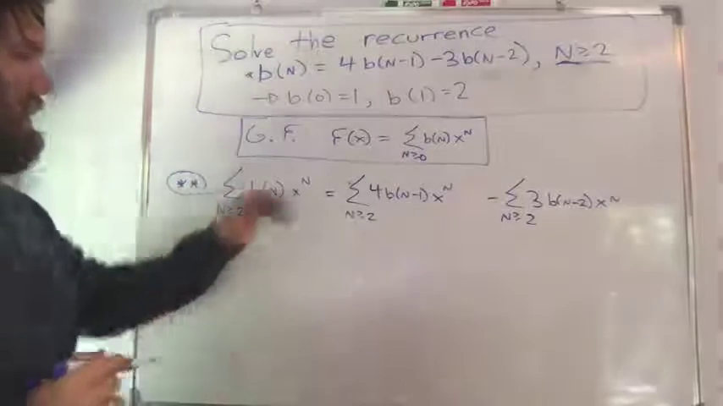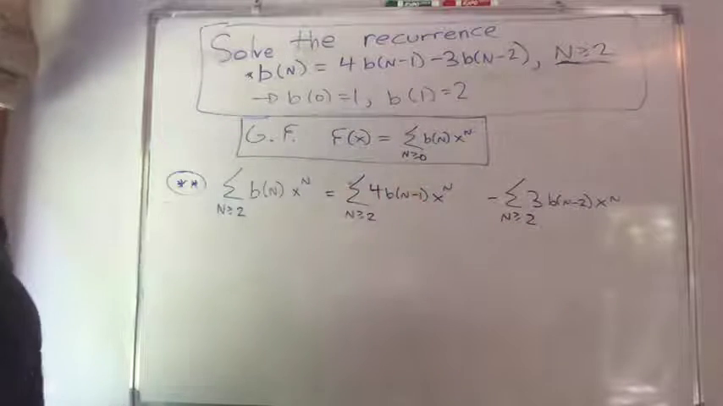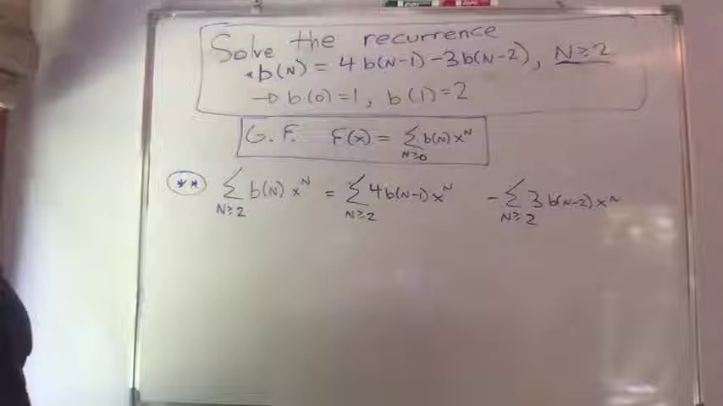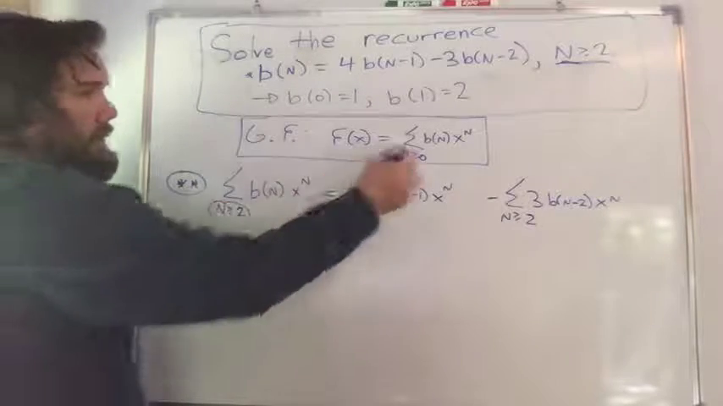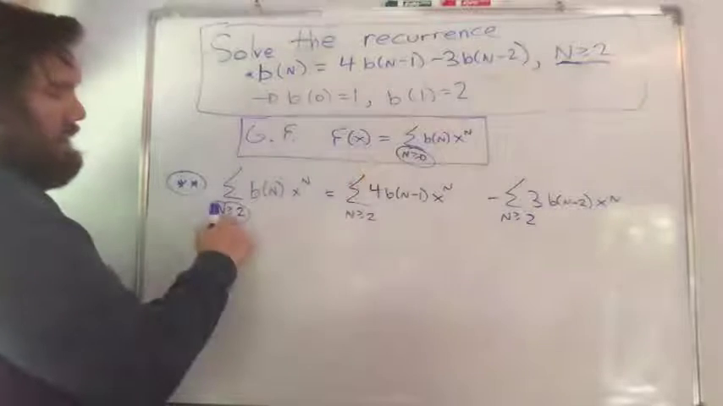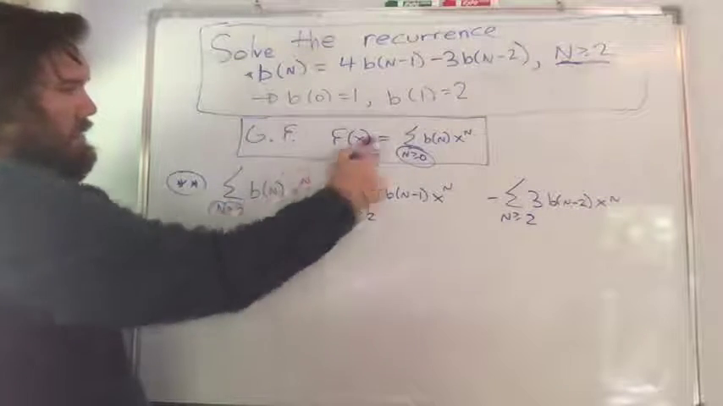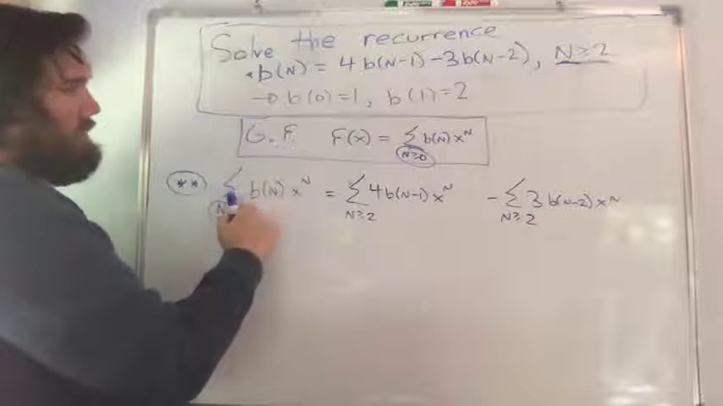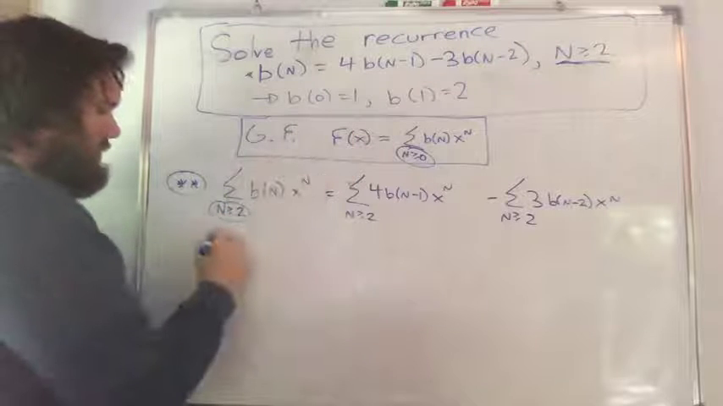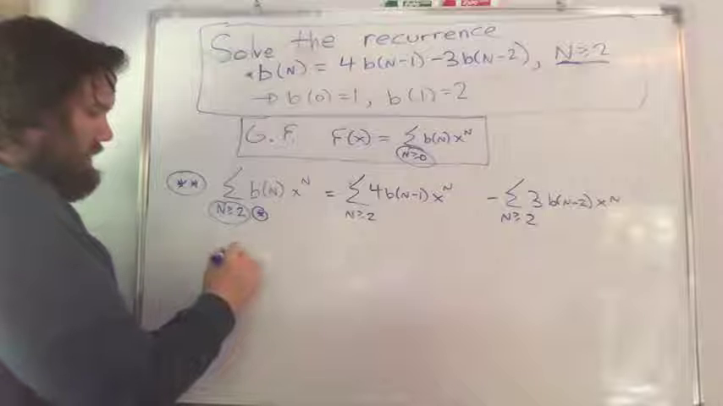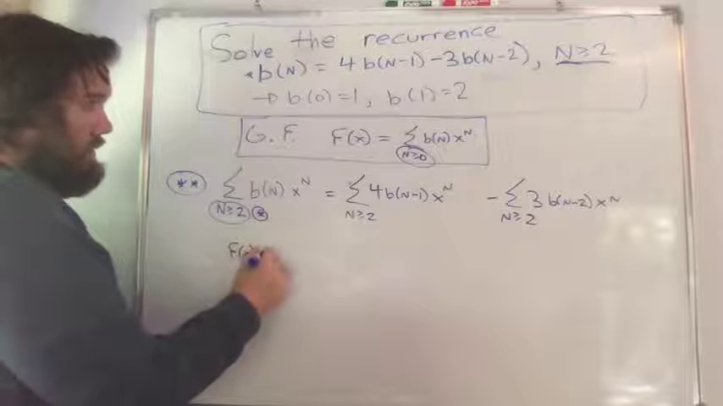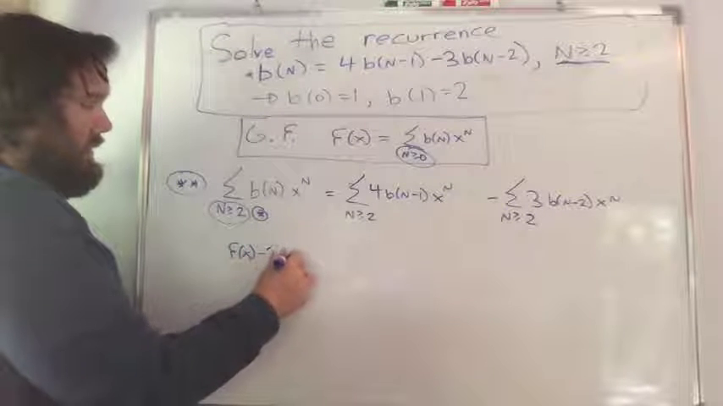Now I'm going to look and see, can I relate this at all to f of x that I've defined? And this term is almost f of x. It would be f of x if these matched up. Because these don't match up, this is f of x minus the first two terms. So this term is f of x minus 2x minus 1.